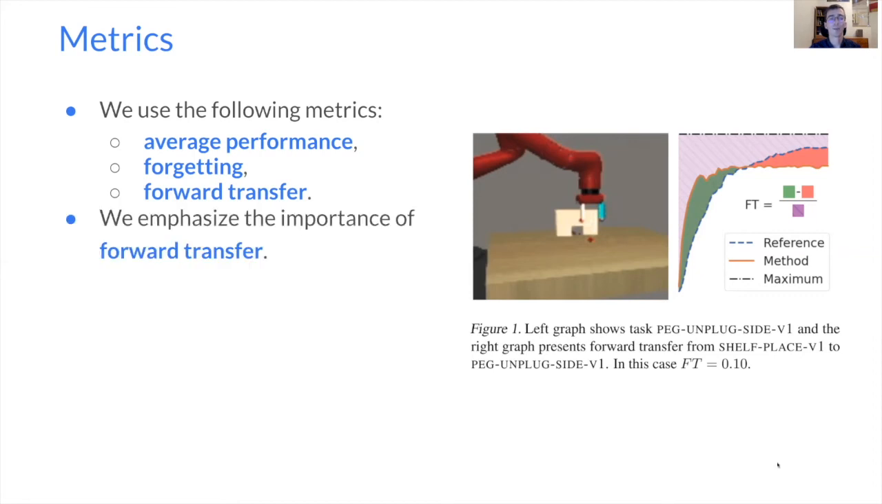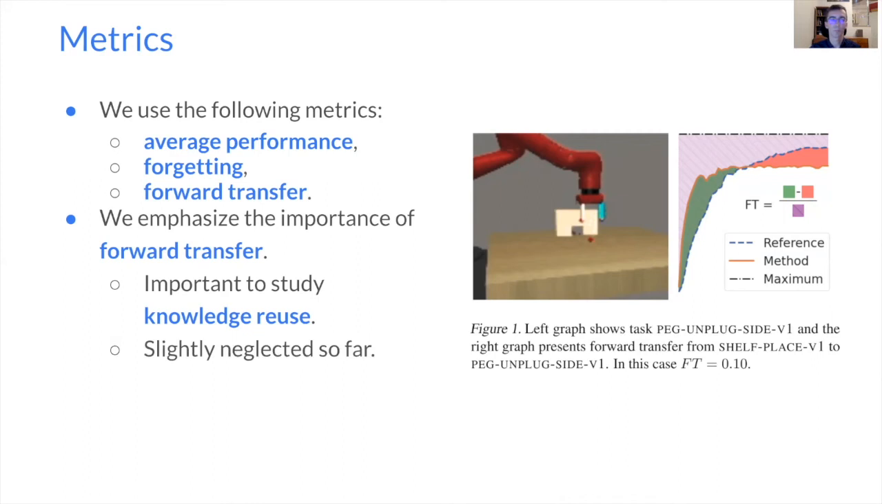We want to especially emphasize the importance of this forward transfer metric. First, it is a great tool to study knowledge reuse because it just expresses how much knowledge from previous tasks help us develop a better solution to the current problem. This metric has been slightly neglected in the literature so far. And the important point is that most of the current continual learning methods really struggle with it. So even most of the methods are beaten by the simple fine-tuning baseline.